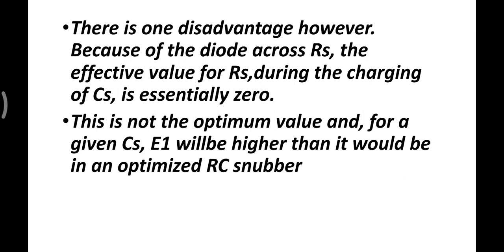So this is not the optimal value, and for the given CS, E1 will be higher, then it will be an optimized RC snubber circuit. So this is about the RCD snubber circuits. Okay? Thank you students.